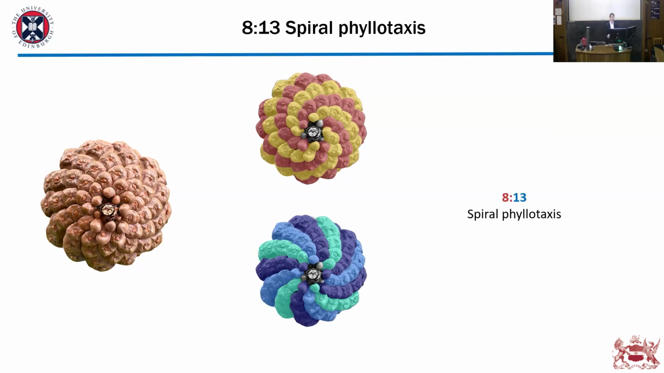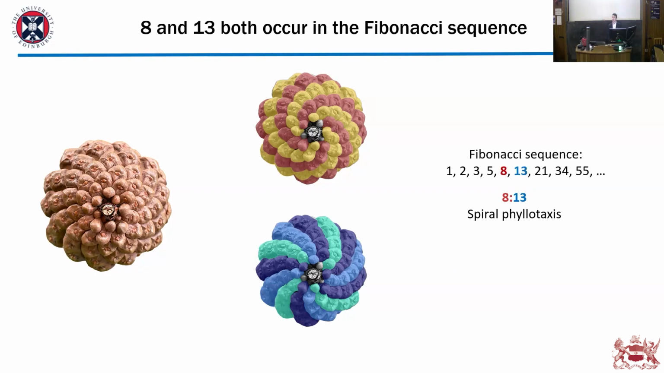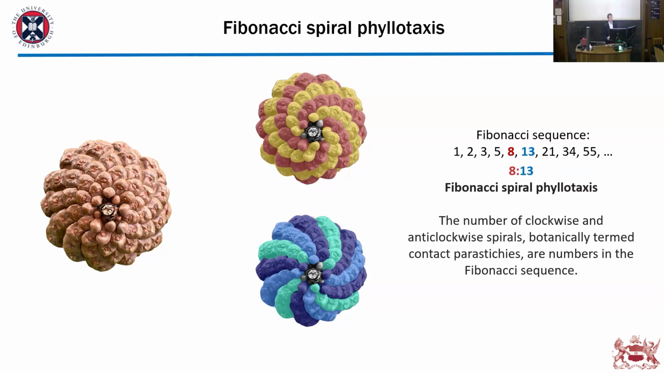And what's fascinating, and has fascinated people for a long time, is both the numbers 8 and 13 are consecutive numbers in the famous mathematical series, the Fibonacci series. And so what we can conclude from this is that we can describe this pinecone as possessing a Fibonacci spiral phyllotaxy. So what that really means specifically is that the number of these clockwise and anti-clockwise spirals, which botanically we will term contact parastichies, are both numbers in the Fibonacci series.